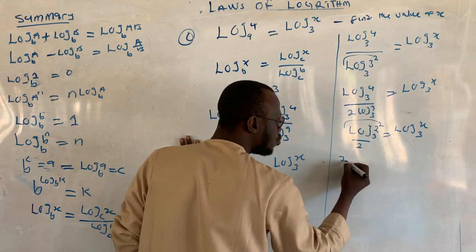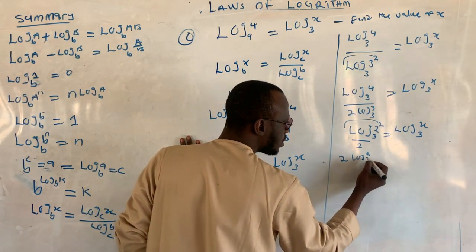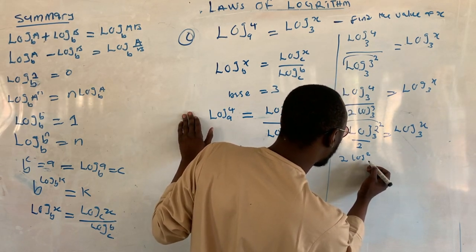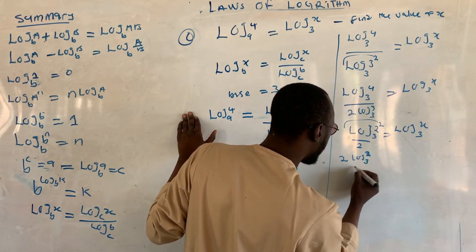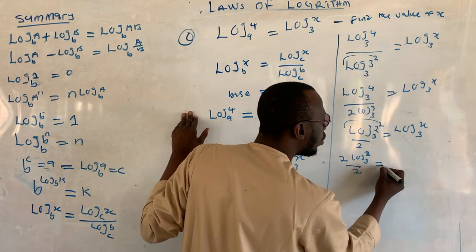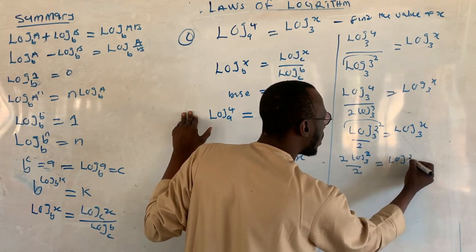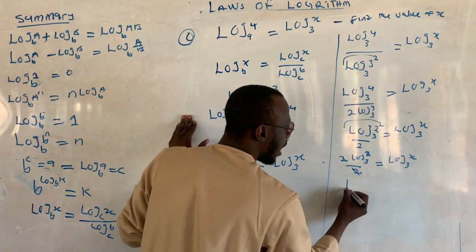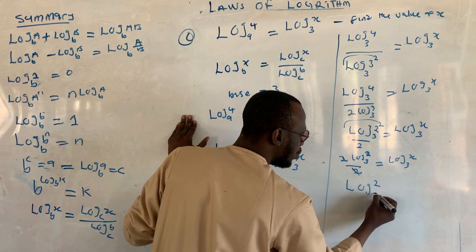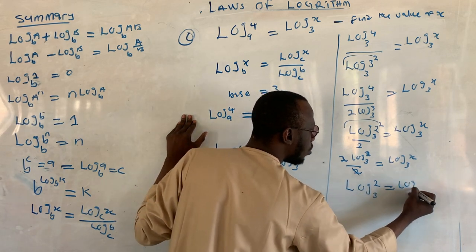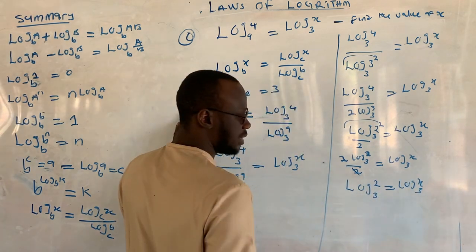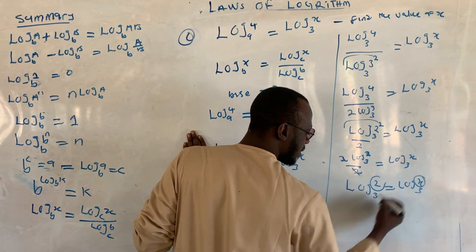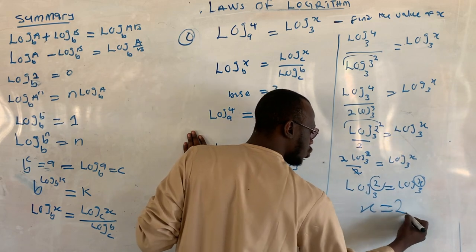We have 2 log 2 base 3 all over 2 equal to log x base 3. The 2 cancels the 2, so we have log 2 base 3 equals log x base 3. This means they have the same log, so from here we see that our x equals 2.